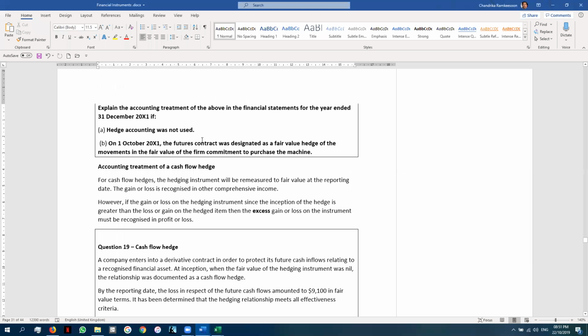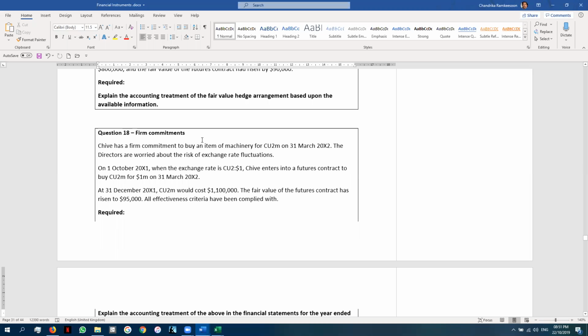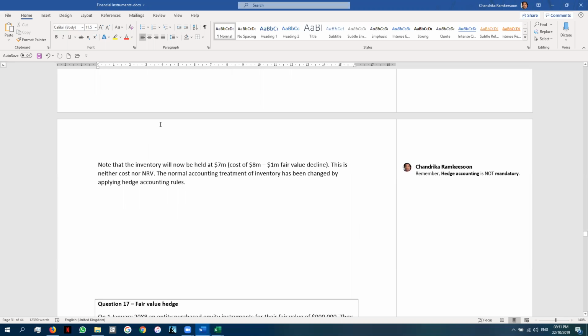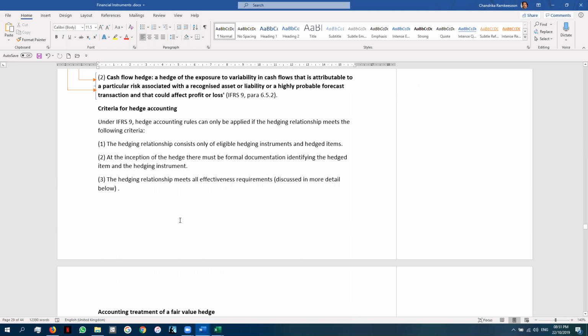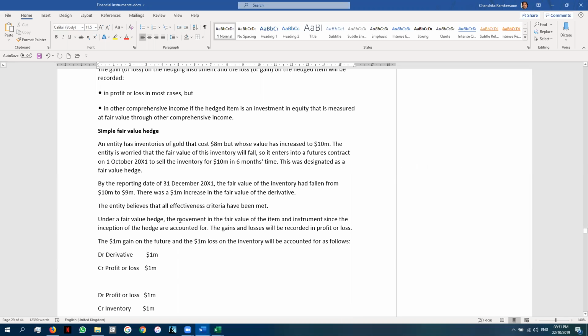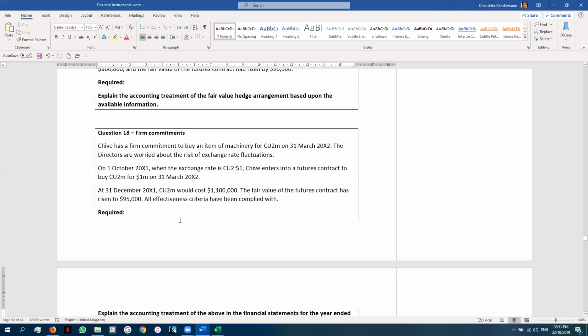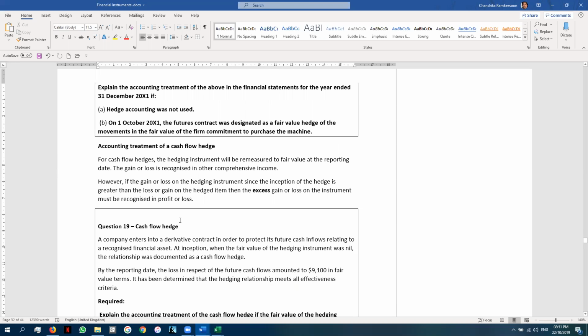Now, so what we were dealing with so far was a fair value hedge. Remember, you were told fair value or cash flow. And I told you, as you've been seeing it in the illustration, the examiner would normally indicate.